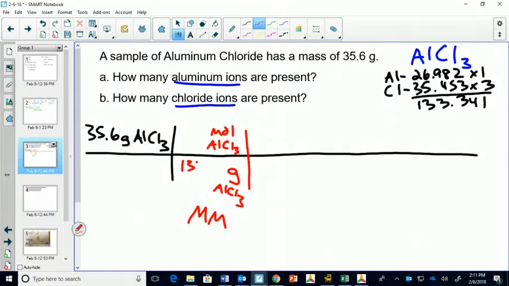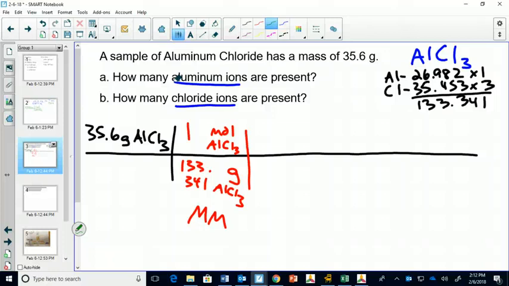So 133.341 grams equals 1 mole. So then the 35.6 is less than a mole. Yeah, that's about 1/4 of a mole. Yeah, exactly. We're cool so far?